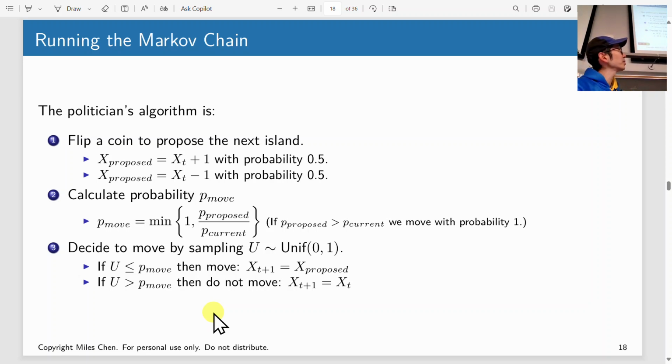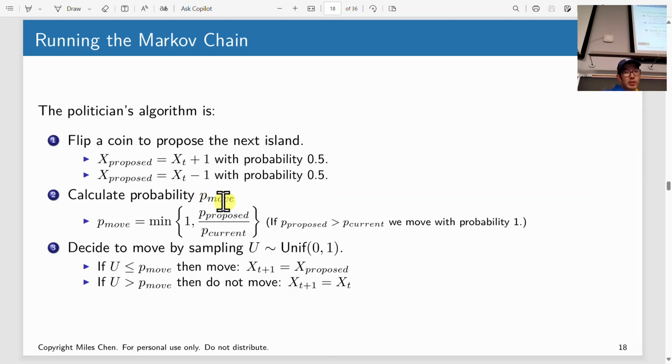Okay, so let's write the code to do this. We're going to implement this algorithm exactly as we see it here. We take our current island, which is going to be a 1, 2, 3, 4, 5, 6, or 7, and we'll propose basically +1 or -1 with probability 0.5.